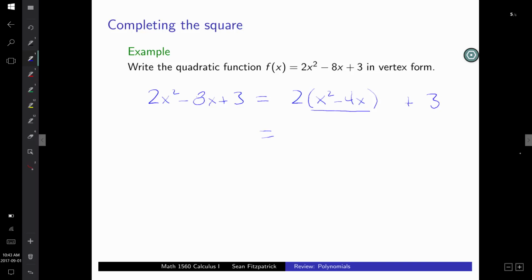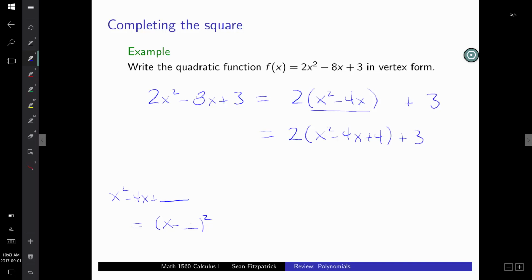Now, I want to be able to take this and write it as something squared. So I want x squared minus 4x plus, well, something to be determined. I want to write that as x minus something, all squared. And if you play around with squares and think about what happens, this cross term, this 4, is always twice whatever number shows up here. So what number do I have to double to get a 4? I have to double a 2. So here's what we do. I'm going to put a 4 in here.